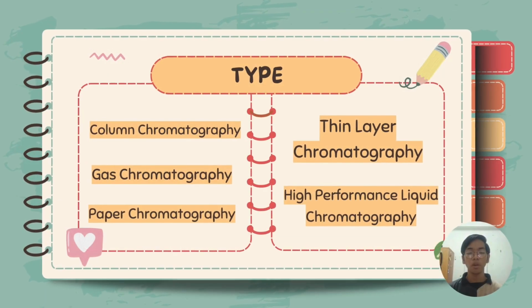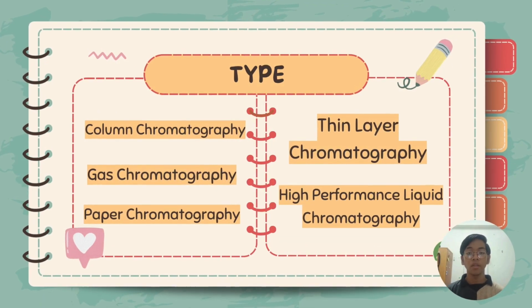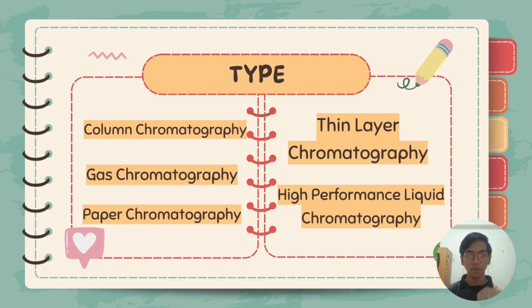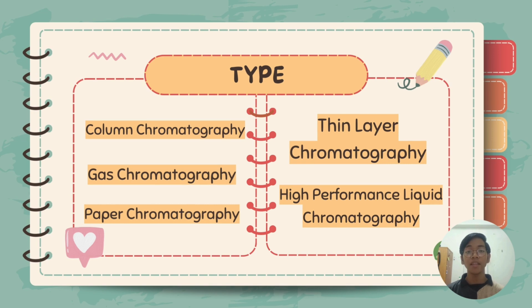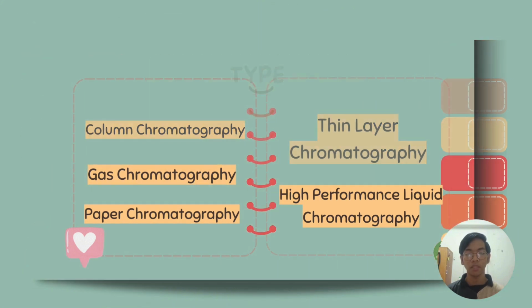There are some types of chromatography. First is column chromatography, paper chromatography, thin layer chromatography, gas chromatography, and lastly is high performance liquid chromatography.